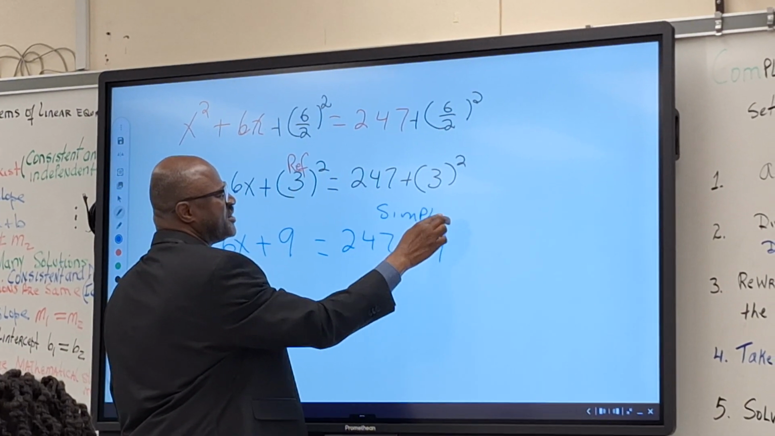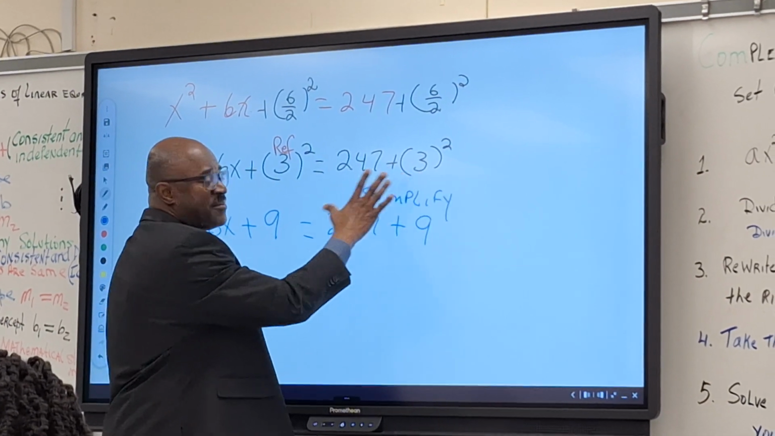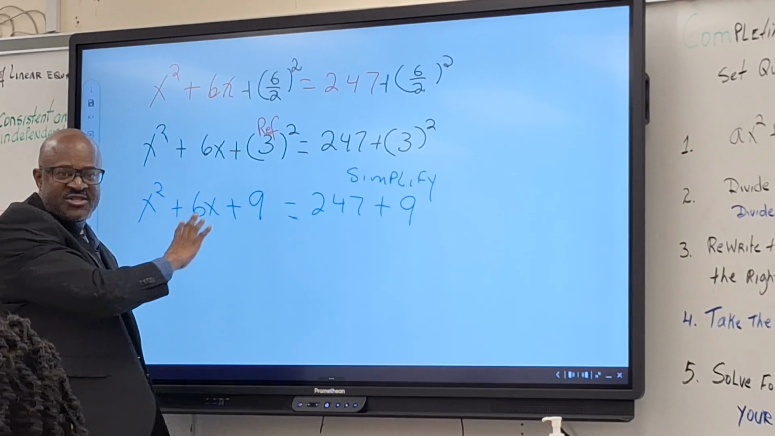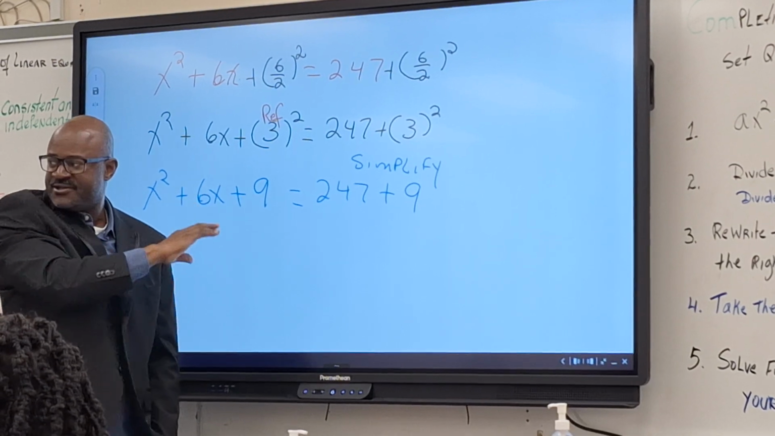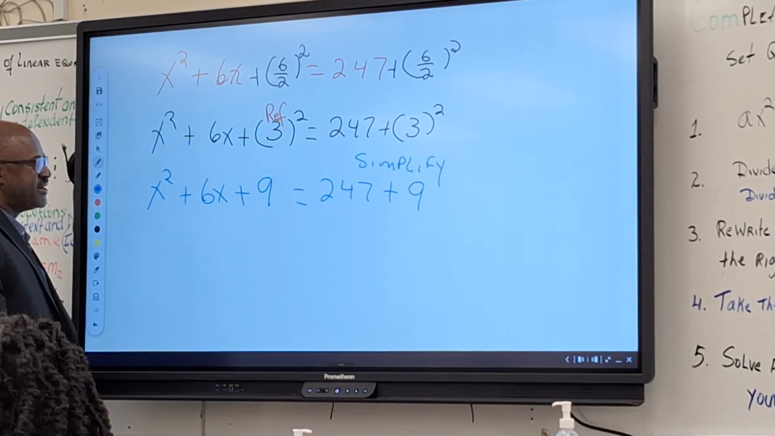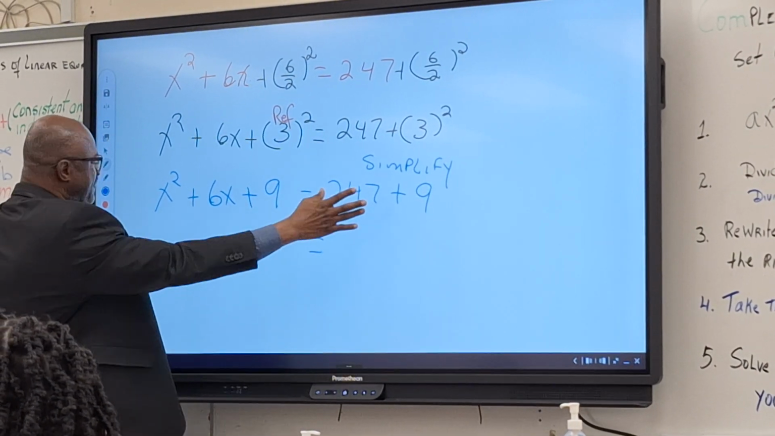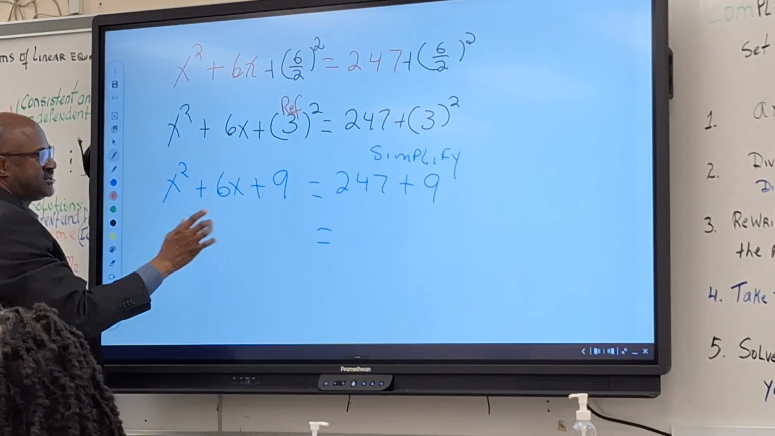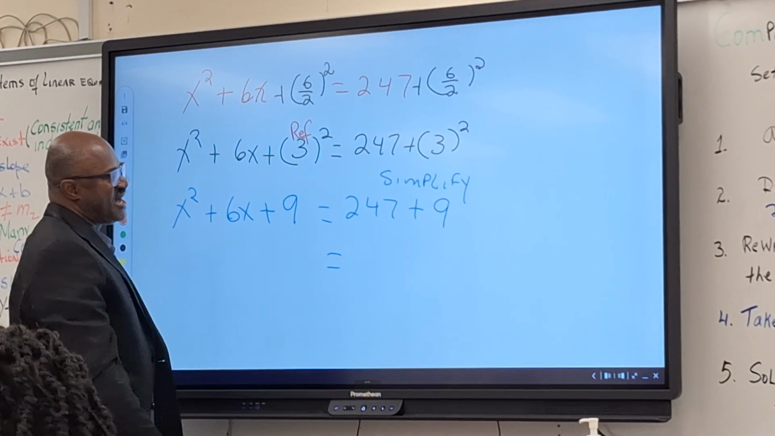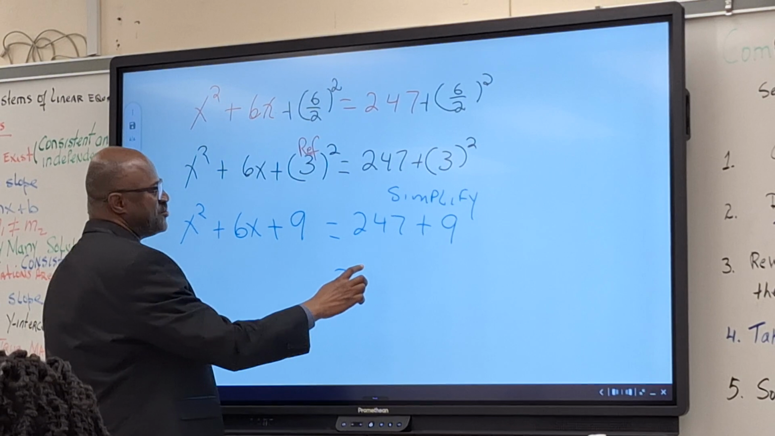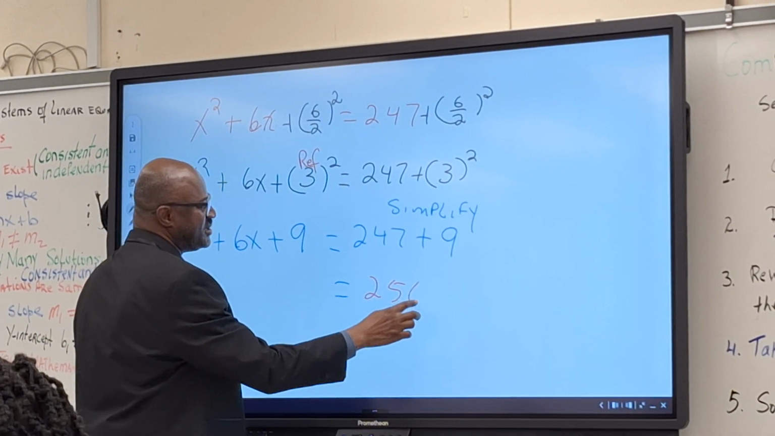You will have to simplify that. Sometimes it's going to be a fraction. If it's a fraction, you simplify it too. In this case, those are the easy terms, right? Sooner or later, it's going to get more complicated. Now we simplify this term. What is 247 plus 9? Then you will have 256.